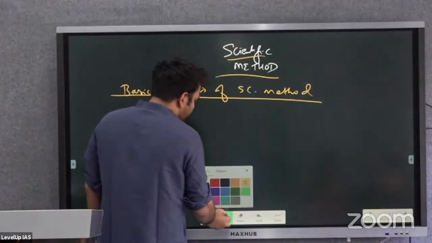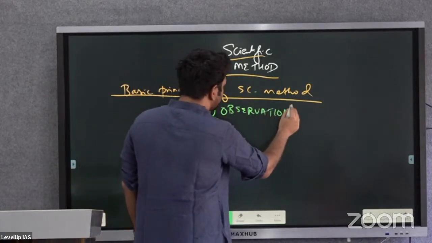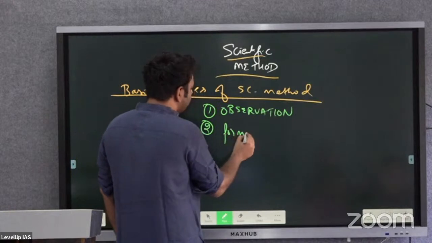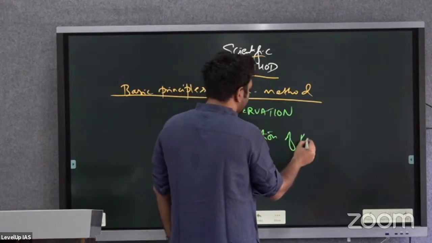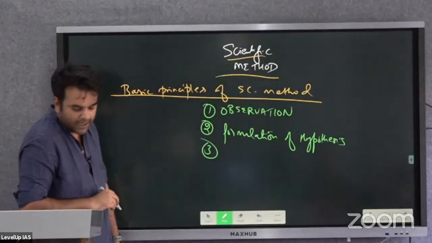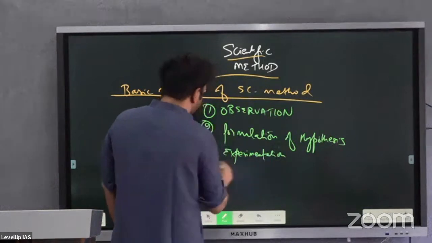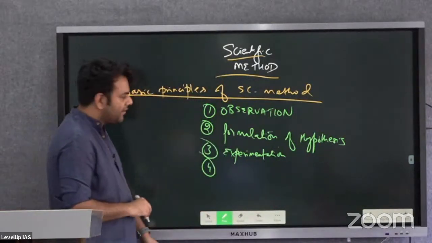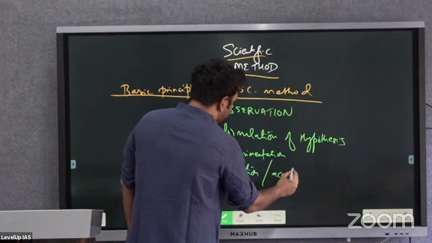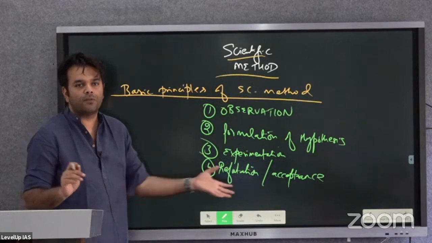Okay, so first is, of course, observation. Observation. Second, formulation of hypothesis. Third, experimentation. And fourth, which is the last one, that is refutation or acceptance. Refutation or acceptance of what? Of hypothesis.